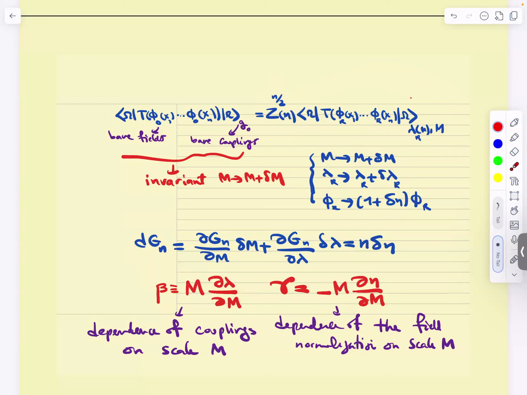Now, the variation of this will come from two parts: the explicit dependence on M, and its dependence on M through lambda. So we call M times the derivative of lambda with respect to M the beta function, the dependence of the coupling on scale. And we call gamma the derivative of eta with respect to M, times M, with a minus sign. This is the dependence of the field on the scaling scale M. Good.